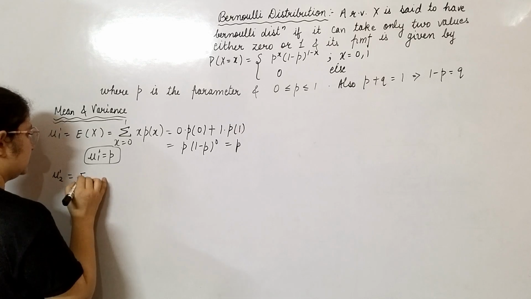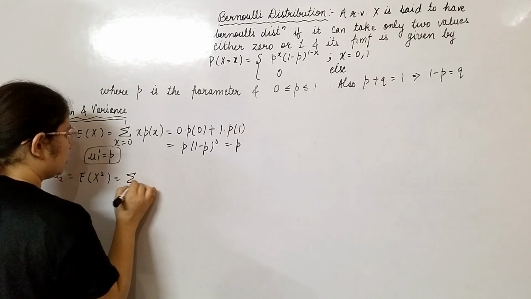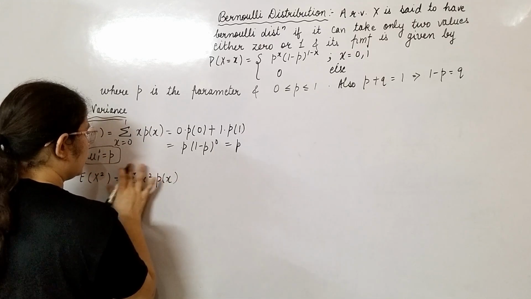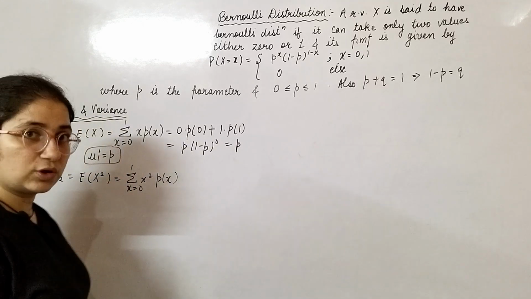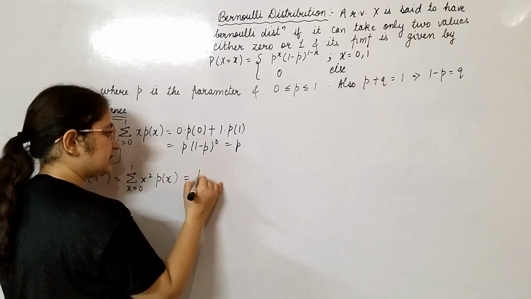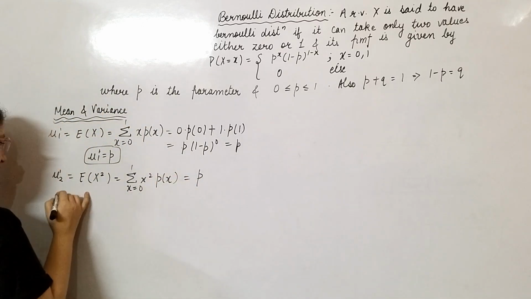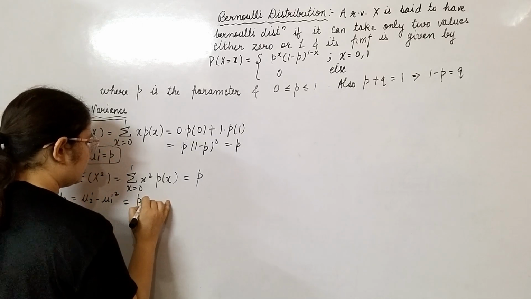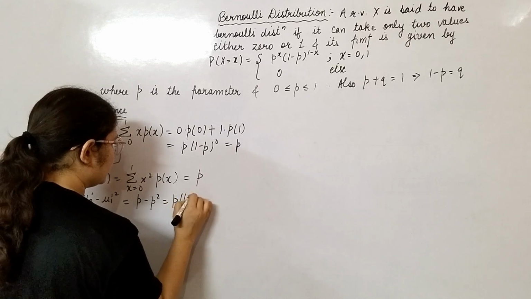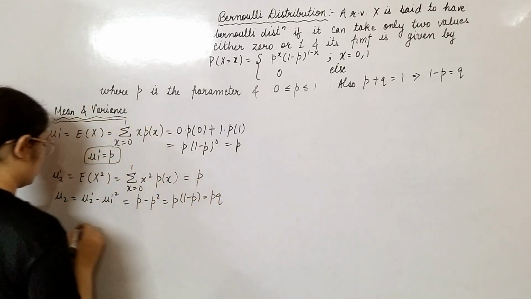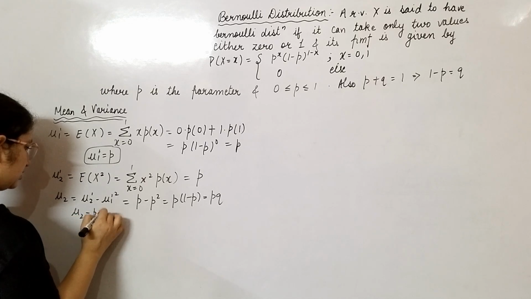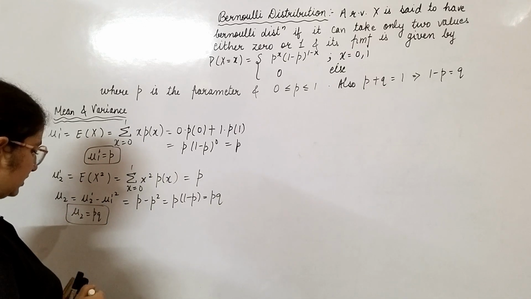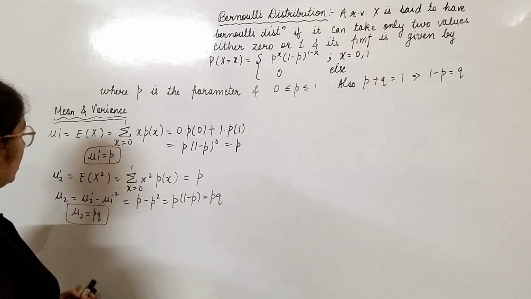Okay, now variance. For variance we need to calculate mu2 dash firstly, summation x square p(x), x from 0 to 1. Again x is either 0 or 1, 1 का square is again 1, so directly I can write it will be p. So now variance mu2 will be mu2 dash minus mu1 dash का square, p minus p square. I can take p common, 1 minus p will be q. So mu2 is equal to pq. Done. By directly the mean and variance method, I calculated the variance and mean.